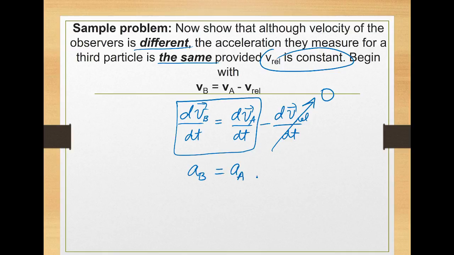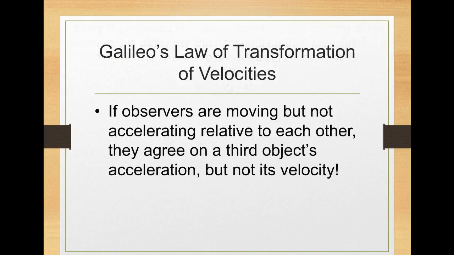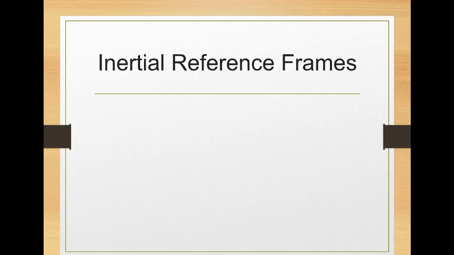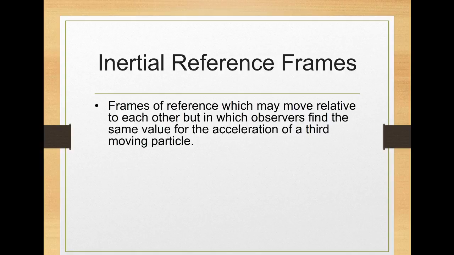And this is important because when we talk about forces next unit, we'll be talking about the transformation of velocities. Observers will agree on the acceleration but not on the velocity. And we'll also be talking about inertial reference frames. Essentially, an inertial reference frame means that the frames can move relative to each other at a constant speed, but observers will find the same value for the acceleration of a third particle, which can be measured with respect to either frame of reference.